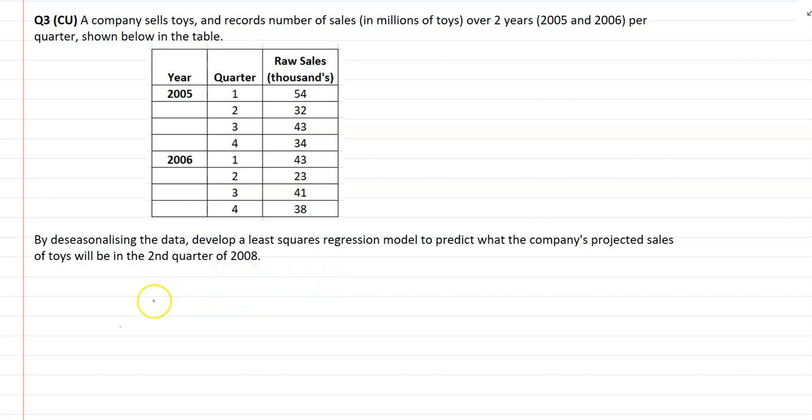Okay, so you can see this question doesn't step you through what to do. You have to be able to recall all of the steps it takes to deseasonalize your data, to come up with your model, and then think about how you can use that model to find the projected sales of toys in the second quarter of 2008. Alright, so press pause and have a go, and we'll check back in shortly.